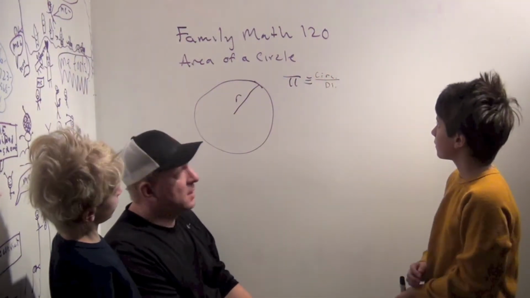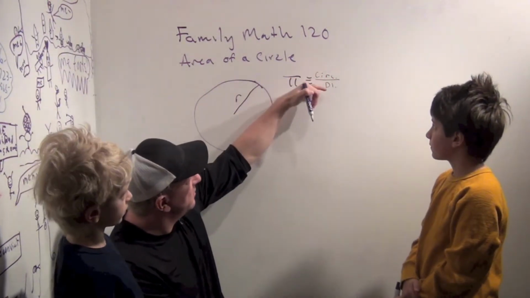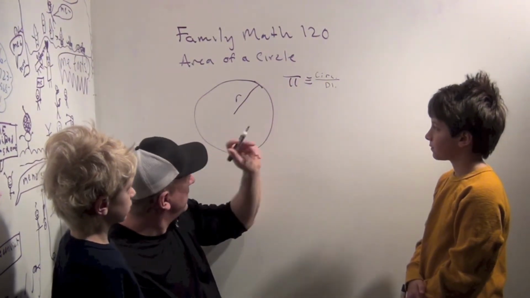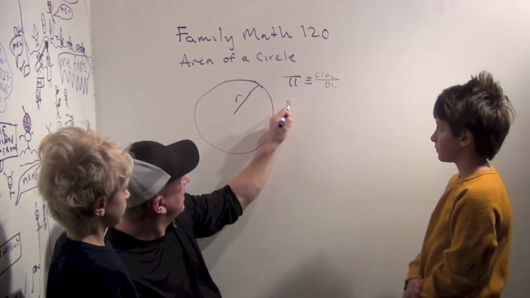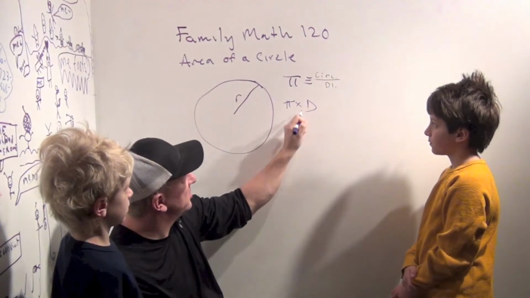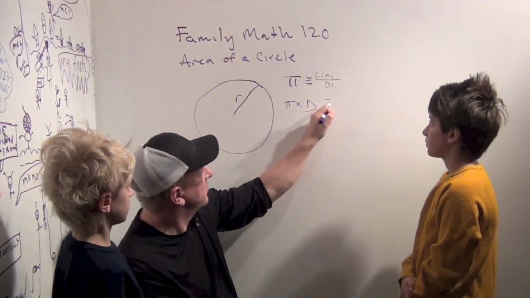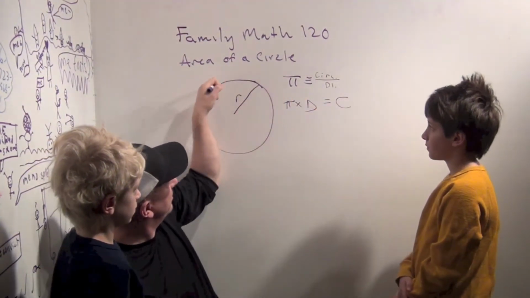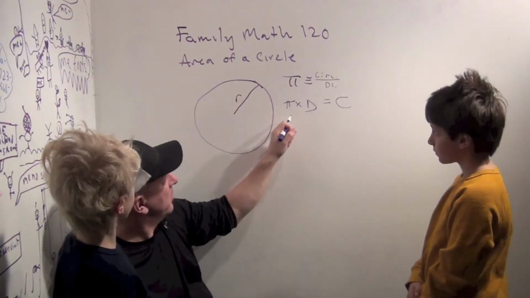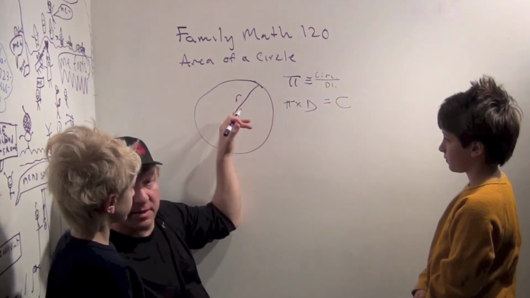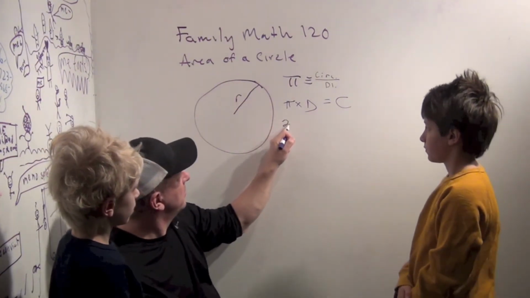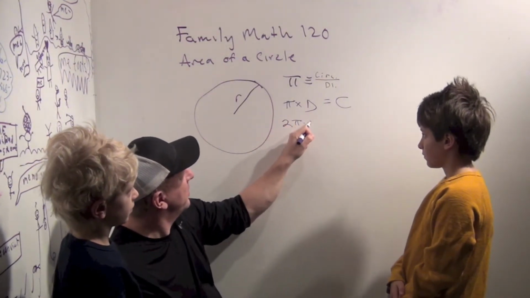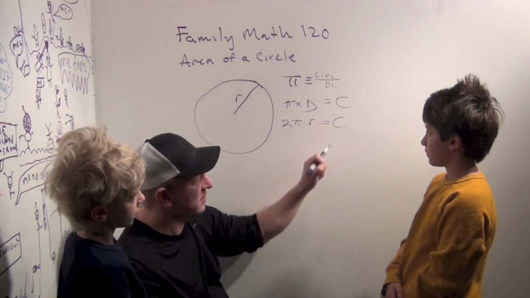So pi is the ratio of the circumference to the diameter, or another way to say it is pi times the diameter, which I'll just call d, is the circumference all the way around. Or the diameter is twice the radius, so it's 2 times pi times the radius is the circumference.